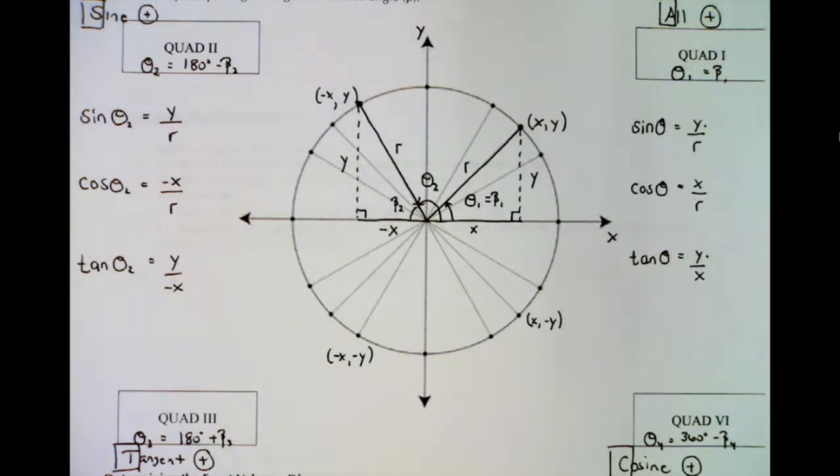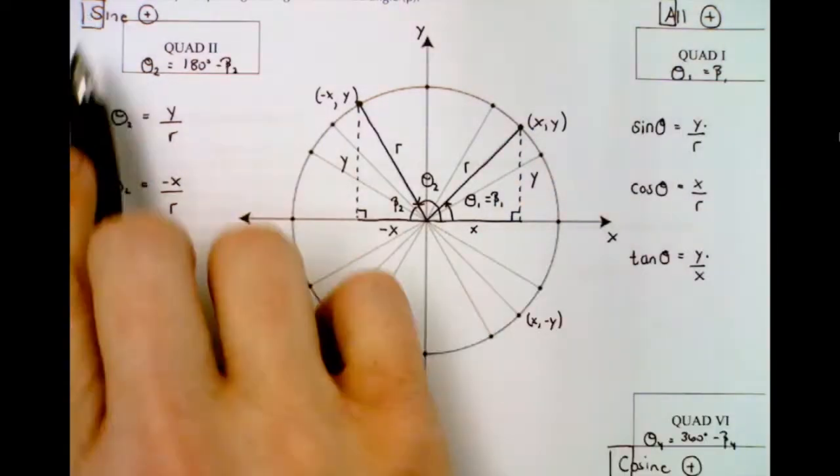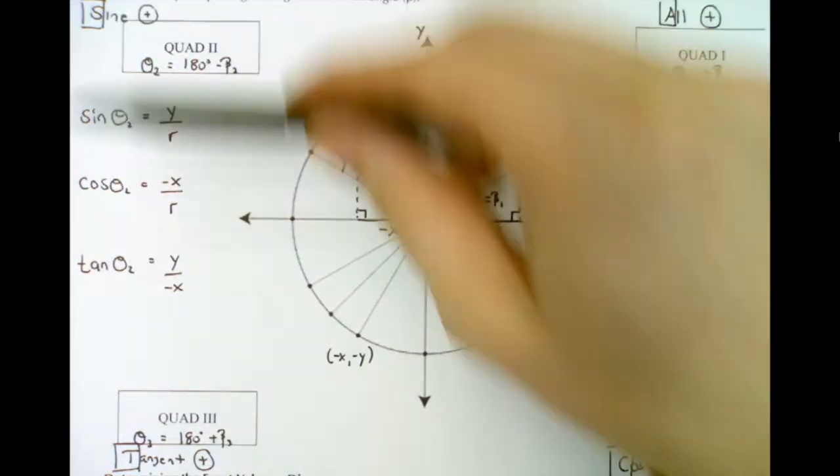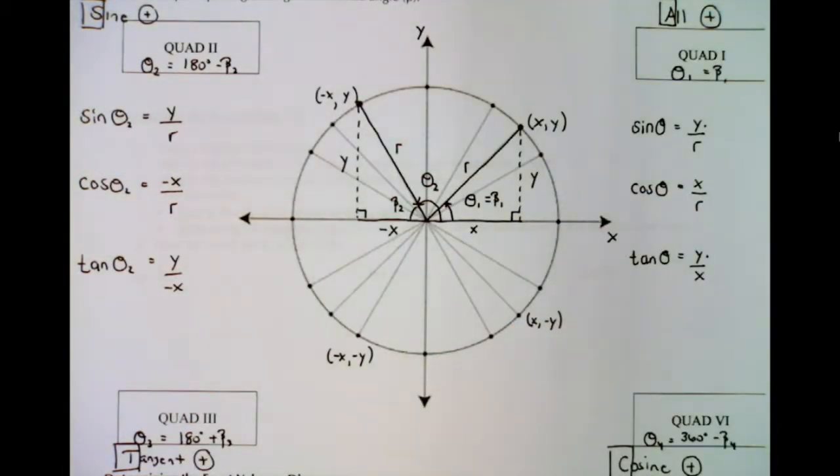Okay, what we end up with is ASTC, or if we start in quadrant 4 and count all the way around, CAST. This lesson is called the CAST rule lesson because in this lesson you're going to see that the ratios will always come out positive or negative as dictated by what quadrant they're in.